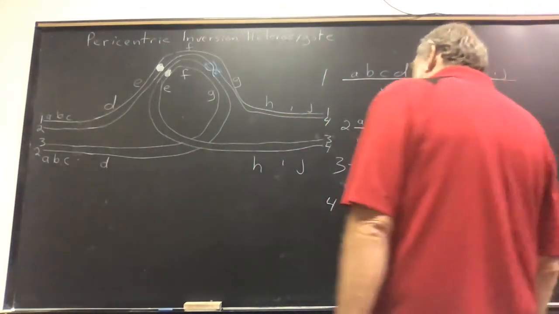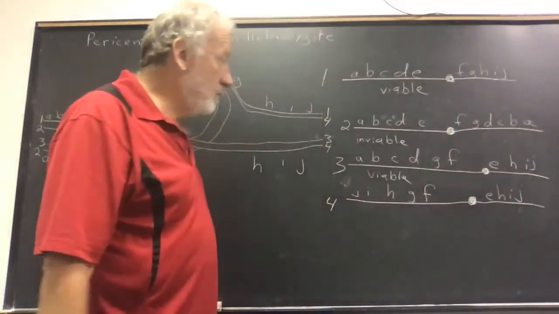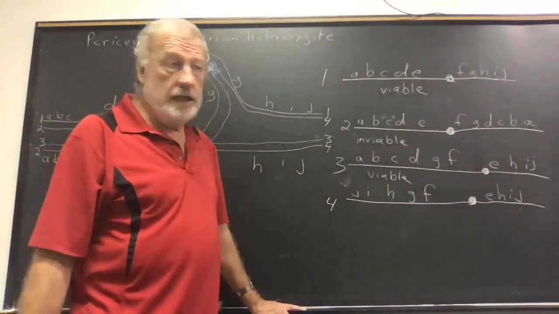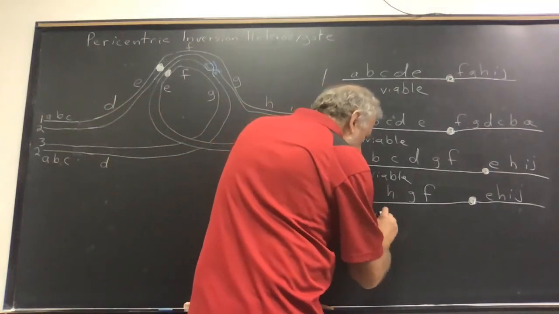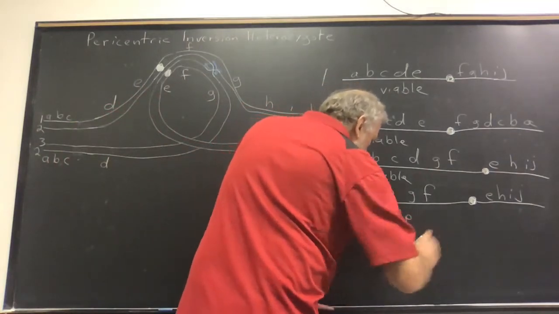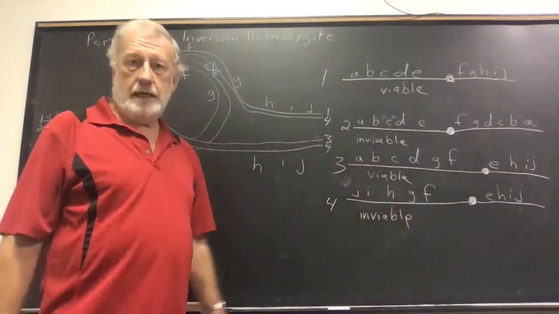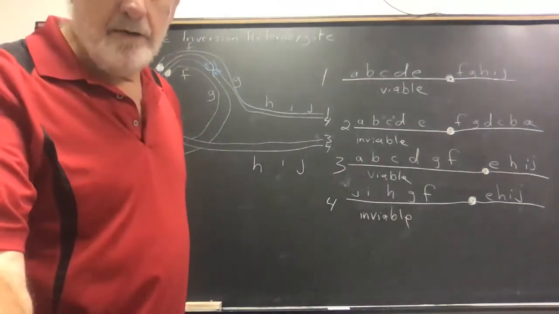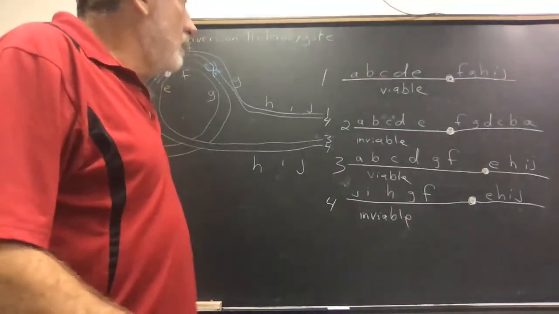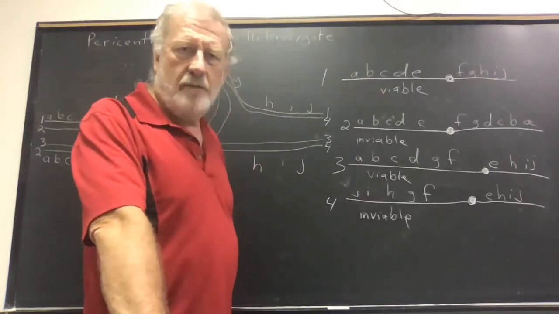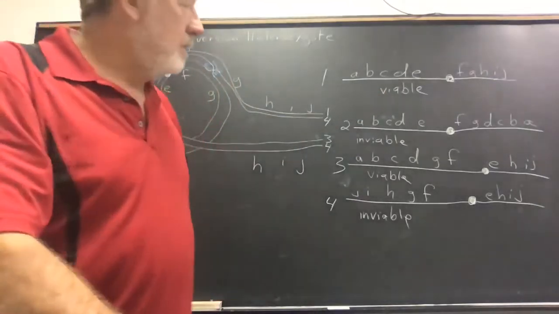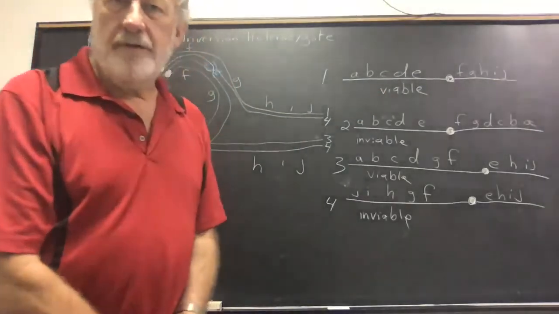And this one has genes A through D deleted, HIJ duplicated, so it's going to result in an inviable gamete that inherits that. So this is why we call it semi-sterility, because only half the gametes are viable, the other half are not viable. And that's all we're going to do with inversions.